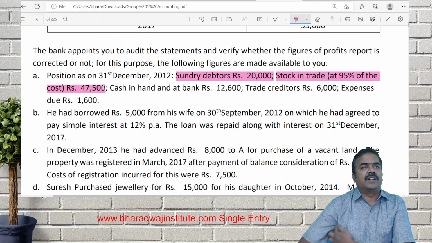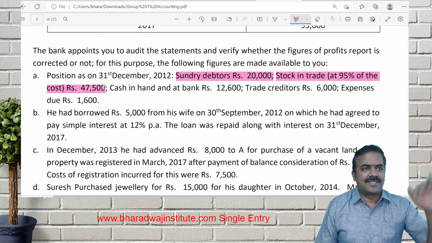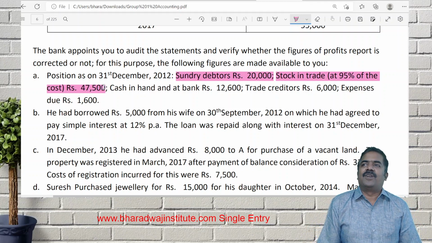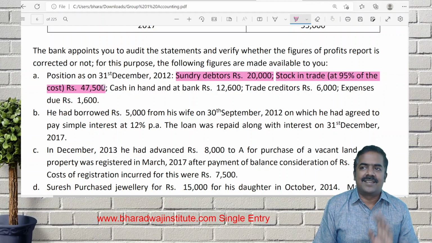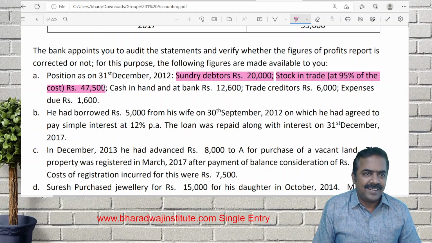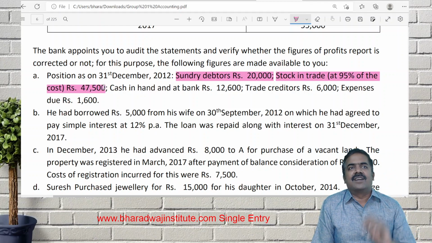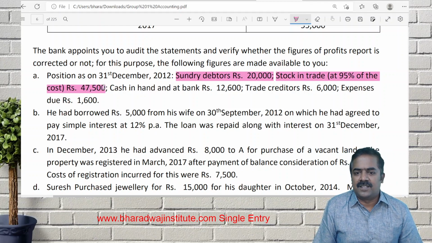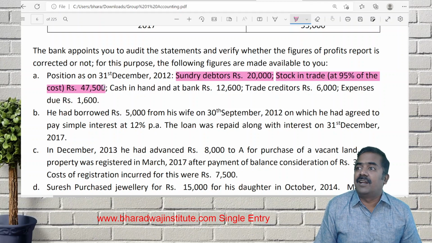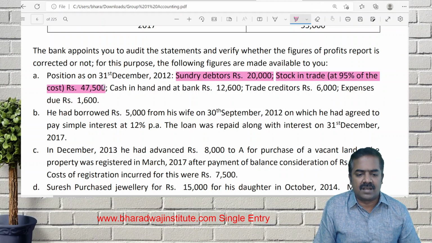But stock should be valued at what price? Cost or market price, whichever is less, is applicable only for slow moving stocks and dead stocks. Generally, how is the stock valued? At cost price. But here they have undervalued the stock. You have to find out the correct value of the stock and record.